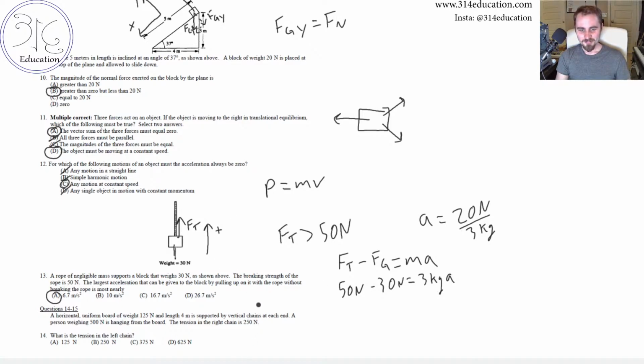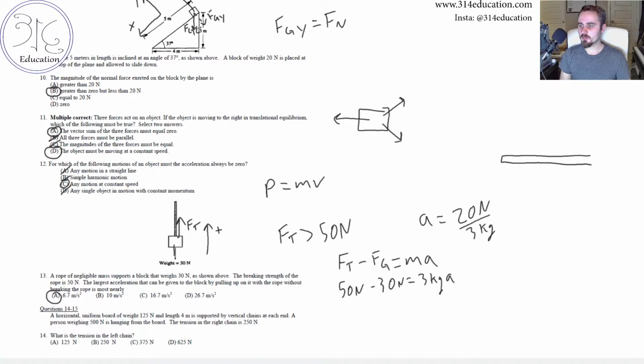Awesome. All right, so questions 14 and 15 are using the same thing, but 15 is on the next page, so we might need to jump back and forth a little bit here. We've got a horizontal uniform board of weight 125 newtons and a length of 4 meters supported by vertical chains on each end. So let's get a little image of what we've got going on here.